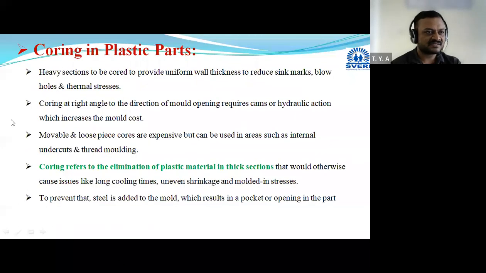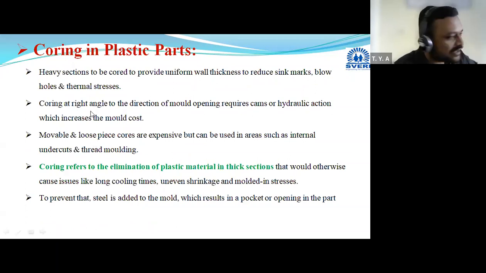Okay, I will complete this part, coring, with a very short point, and already I have explained it. What is the coring? Here you can go through some points. Heavy sections need to be cored to provide uniform wall thickness, to reduce the sink marks, some blowholes, and thermal stresses. So here, just go through the points.